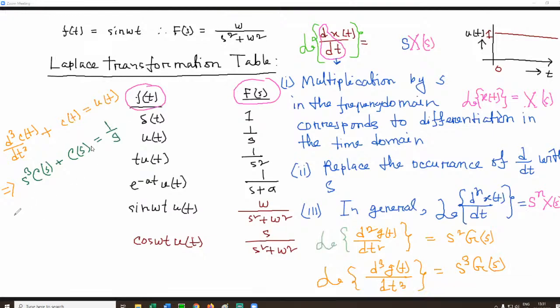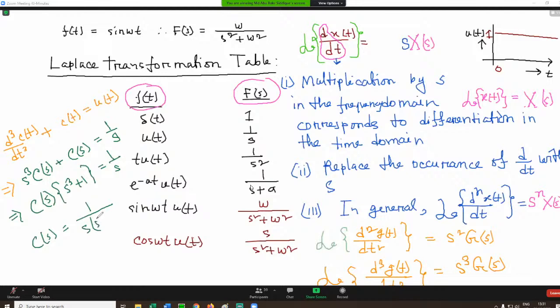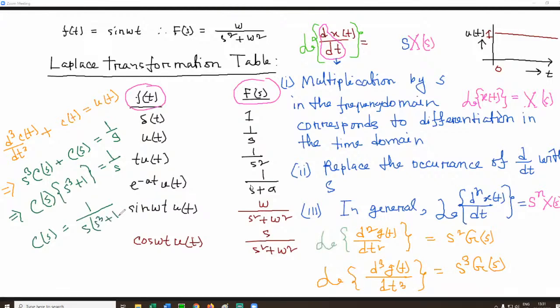So C(s) is your output, right? If I tell you to find the output, how can you find it? You get C(s) equals 1 by S times (S cube plus 1). Again you can make a partial fraction expansion, A by this plus B by this, and then you can go to the time domain.